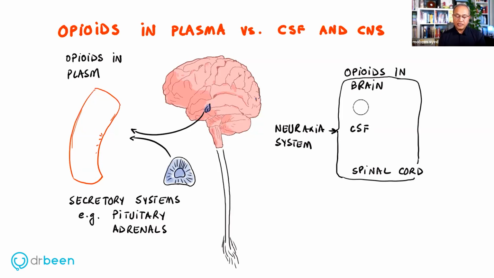On the other hand, if you find opioids or enkephalins or endorphins in the cerebrospinal fluid or inside the brain tissue, that is produced within the neuraxis. Neuraxis is the neuronal tissue. So please remember, the enkephalins present in CSF, their source is different. Enkephalins and endorphins present in the blood or plasma, their source is different.